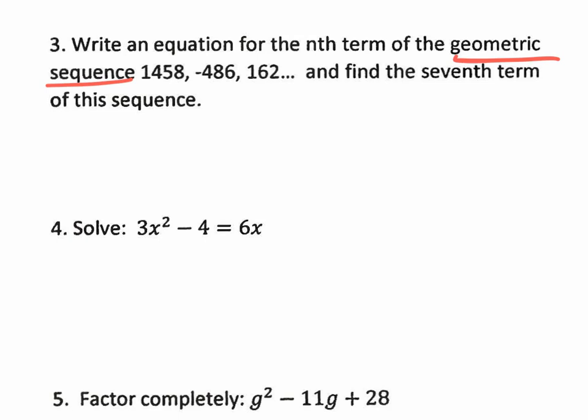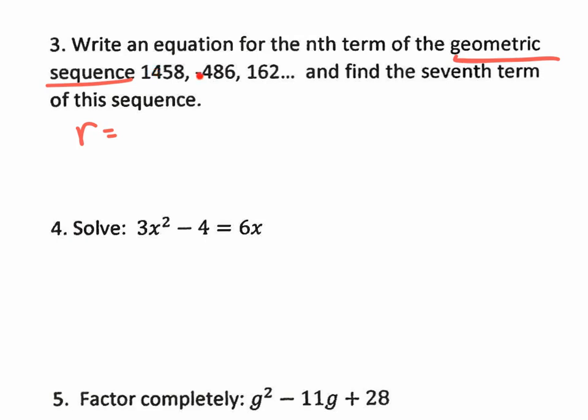So if they tell you that there's a geometric sequence right here, 1,458, and then the next number is negative 486, and the next number is 162, and they're telling you that it's a geometric sequence, what they're really telling you is that you have a common ratio. And we need to find out what that ratio is. Now remember, to find the common difference or ratio, you pick a number, and if you're trying to find the common difference, you take this number and subtract the previous one from it. But if you're trying to find a common ratio, because it's geometric, you're going to take a number and divide it by the previous number.